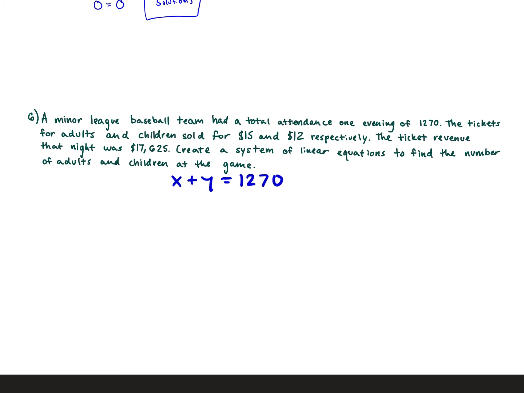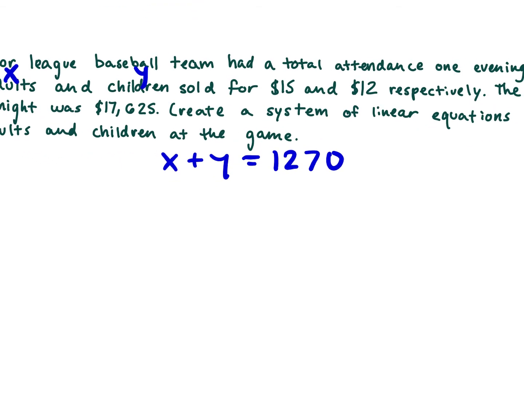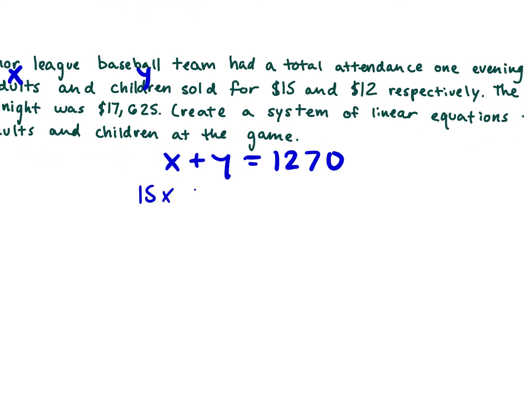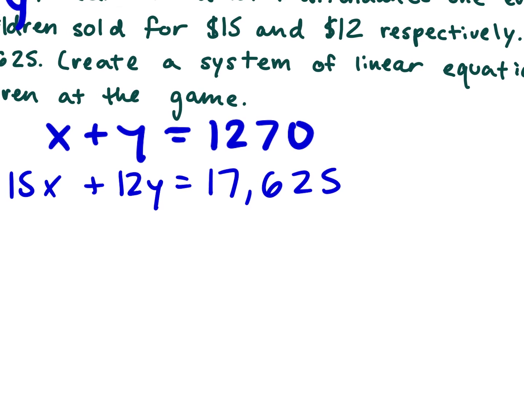And then 15x plus 12y equals 17,625. So adults is X and children are Y. Because you said 15X plus 12Y equals 17,625. Now how do you want to solve? Y equals 1270 minus x. Perfect. So we can solve by substitution.